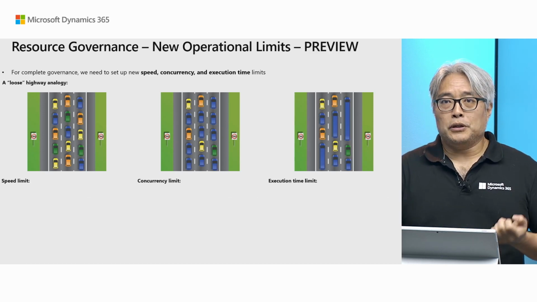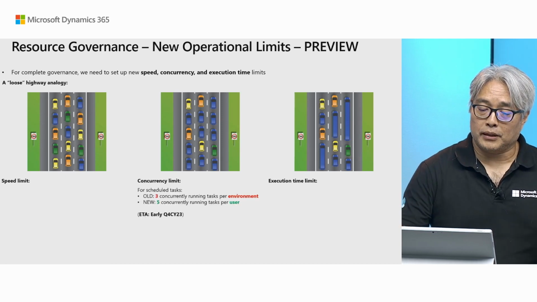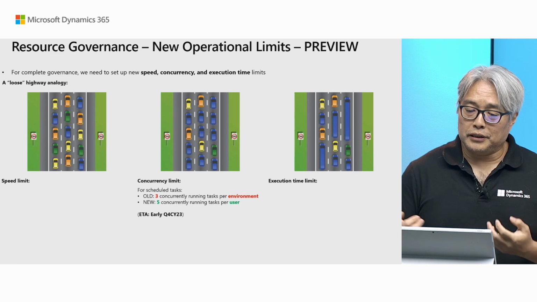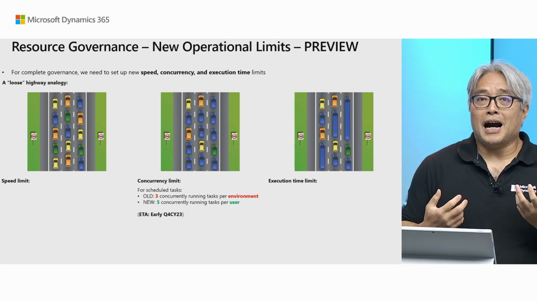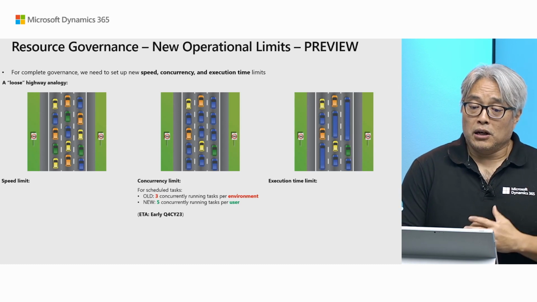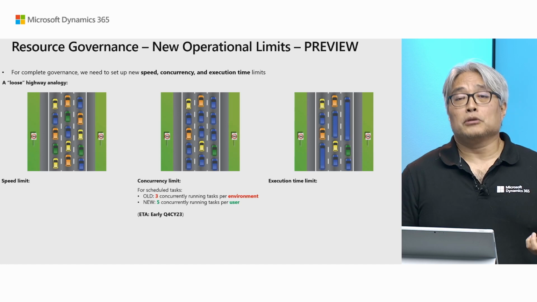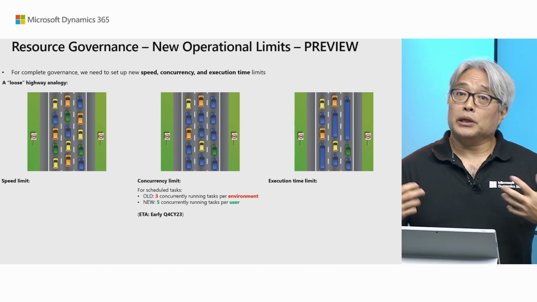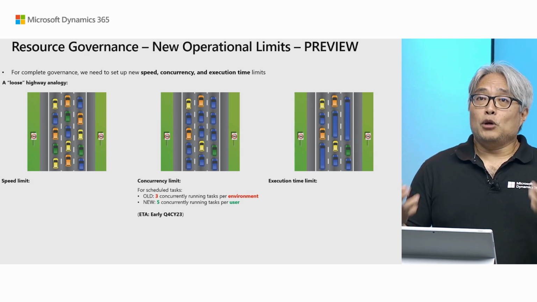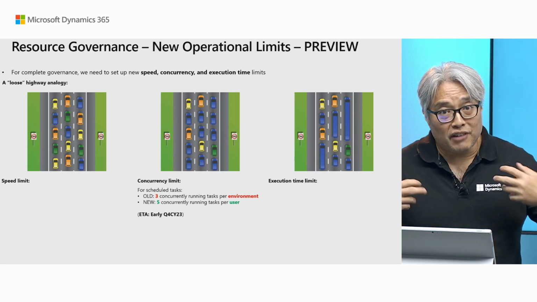So the preview that's coming next quarter is, first, early in the quarter, we will upgrade the old concurrency limit for scheduled tasks from 3 concurrently running tasks per environment to 5 concurrently running tasks per user. So you can imagine now, if you have more users in the environment, the throughput for your environment can get bigger.